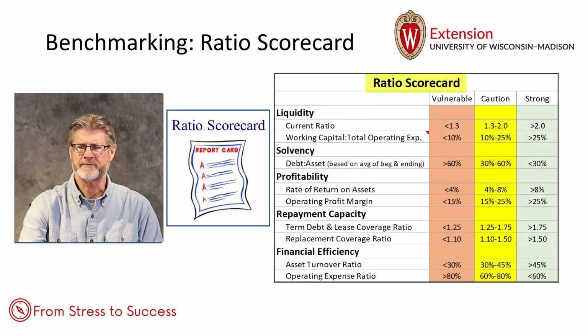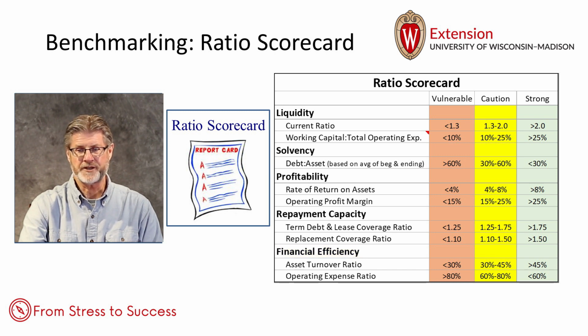The ratio scorecard has been used for many years as a source of industry standards in 5 different analytical areas. Those being 1, liquidity, which is the ability to pay obligations in the next 12 months. 2, solvency, which is a measure of the structure of assets versus liabilities on the farm. 3, repayment capacity, which is the ability to pay debt service and keep machinery, buildings, and other capital assets up to date. Number 4 is profitability, and the 5th area is financial efficiency.